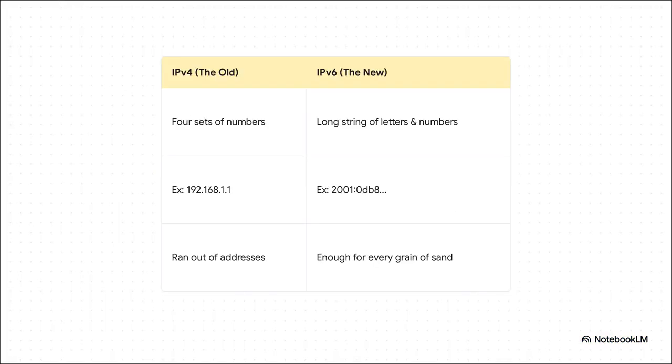So the old system, IPv4, that's the one you've probably seen with the 4 sets of numbers. The new system, IPv6, looks way more complicated. It's this long string of letters and numbers. And the reason we had to switch is pretty straightforward. We completely ran out of IPv4 combinations. IPv6, though, it gives us a supply of addresses that is, for all intents and purposes, pretty much infinite.